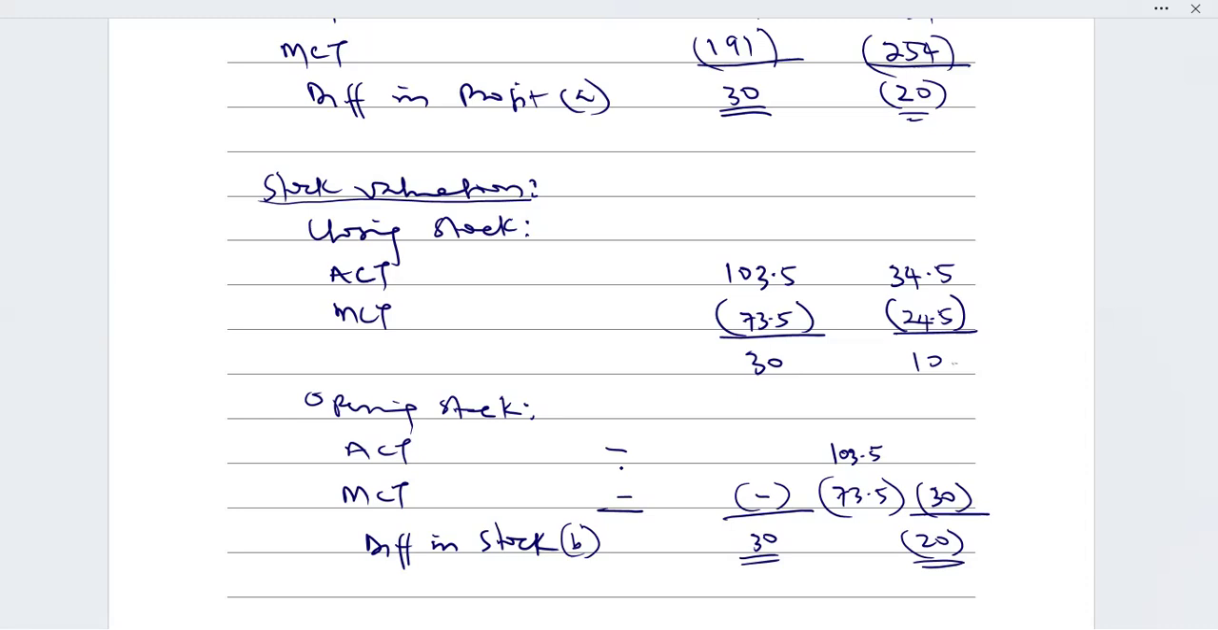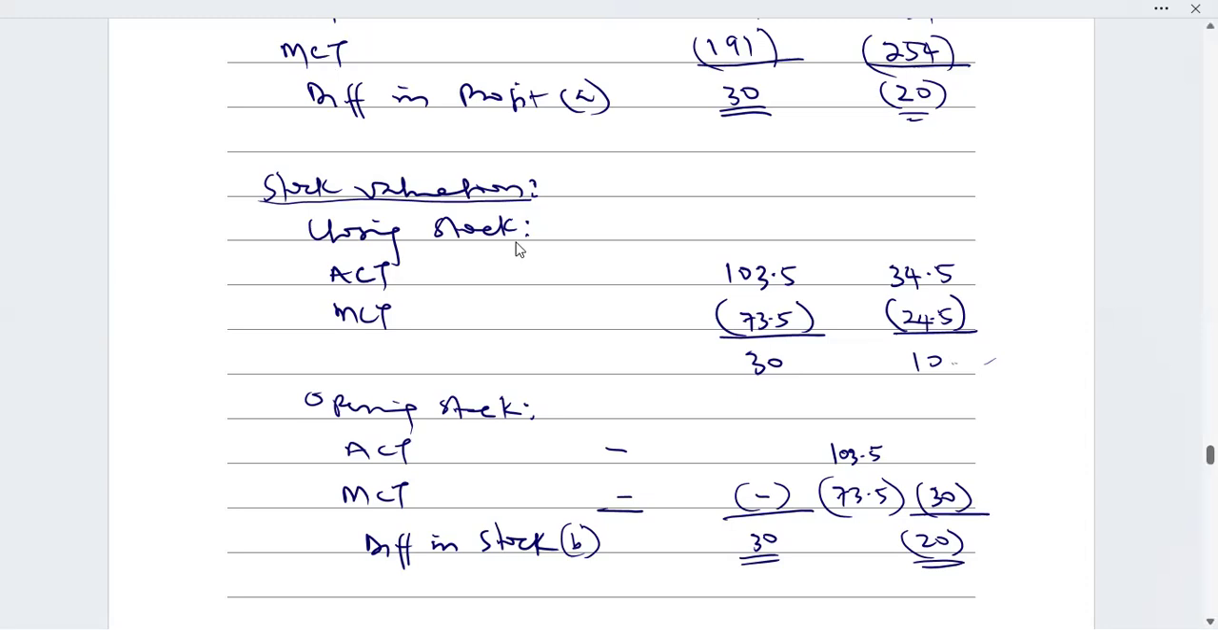See, it's the same thing you did there now, is it not? 34 minus 24.5, you got 10. 103.5 minus 73.5, you got 30. It's the same thing. So the difference between 103.5 minus 73.5, which is 30, you are lessening it from 10. Okay? Is it clear to you?